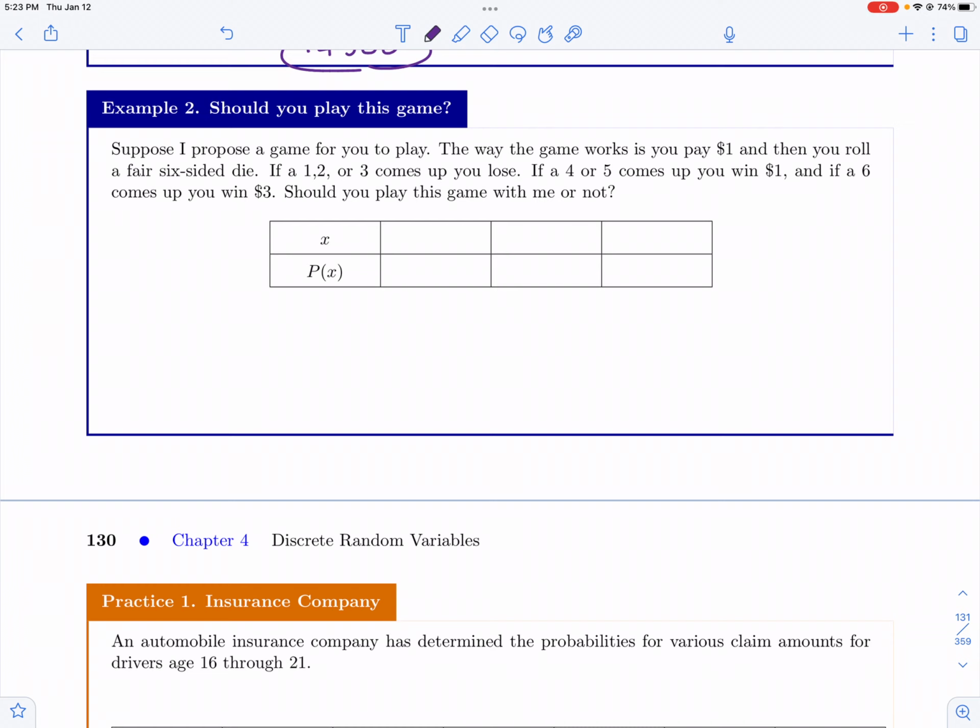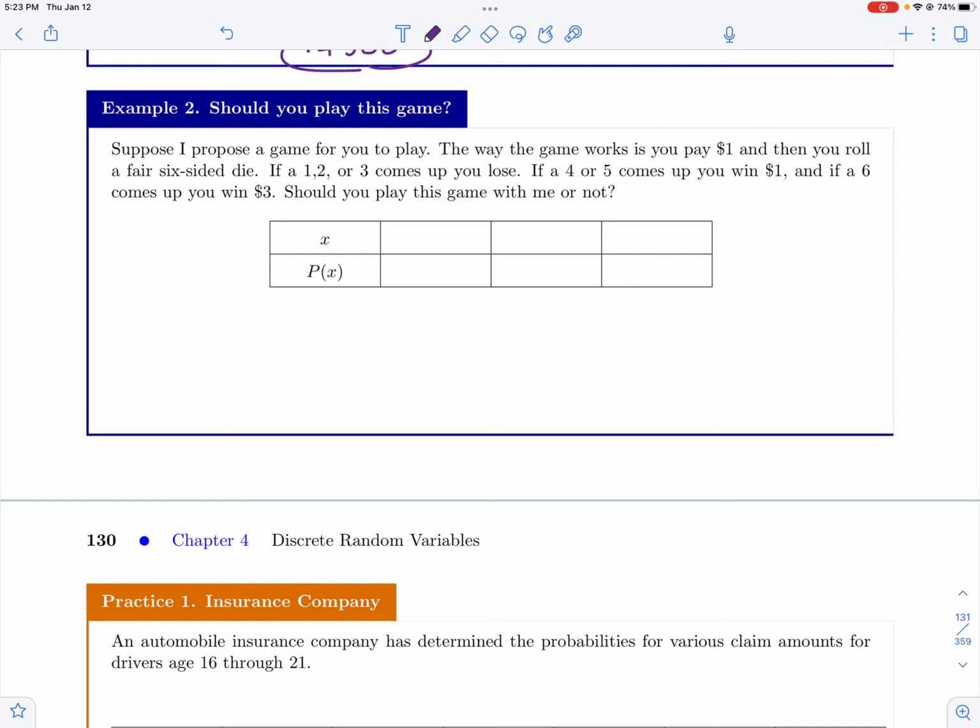In the game, you pay $1 up front, and you roll a fair 6-sided die. If a 1, 2, or 3 comes up, we lose. If a 4 or a 5 comes up, we win $1. And if a 6 comes up, we win $3. And so it's asking, should we play this game or not?